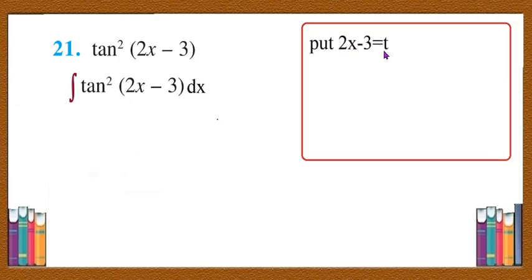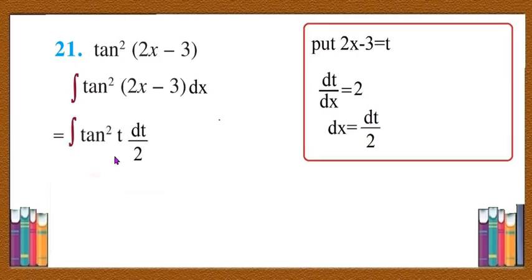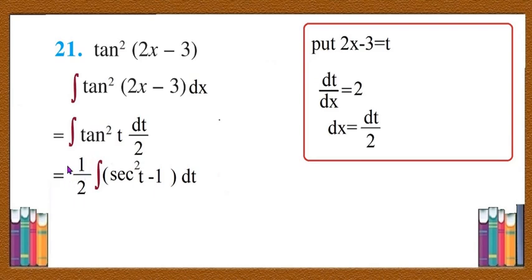Put 2x minus 3 is equal to t, and dt by dx is equal to 2. Therefore, what is dx? dx is equal to dt by 2. If you make the substitution in this expression, the integral will reduce to the integration of tan square t into dt by 2, and that is equal to 1 by 2, which is a constant. You can take it outside the integral.